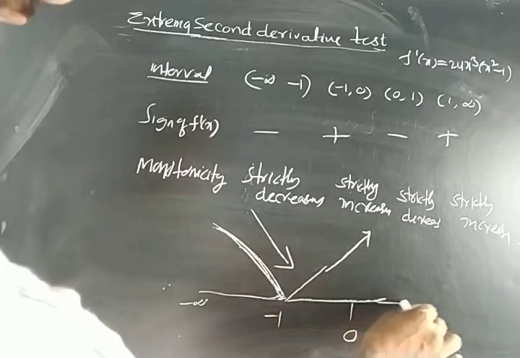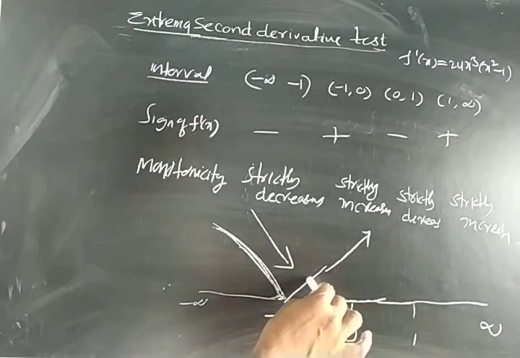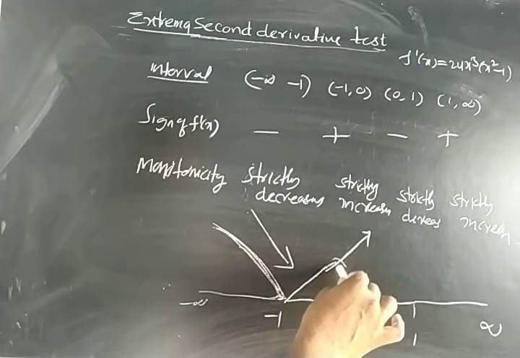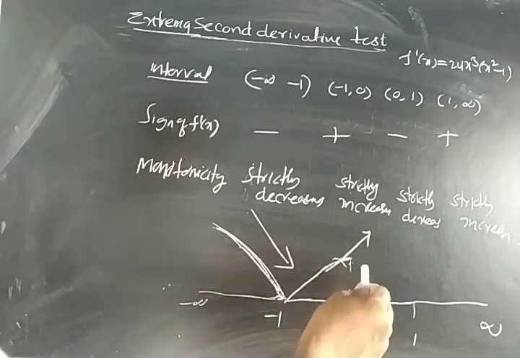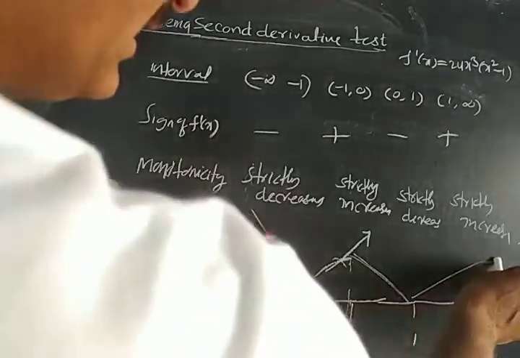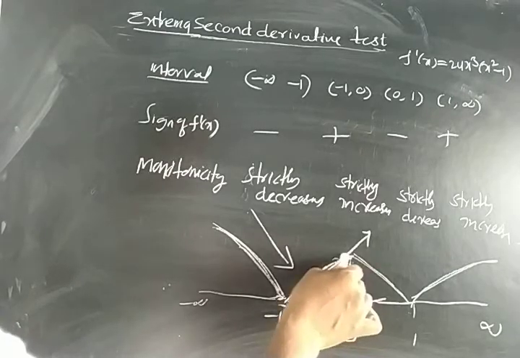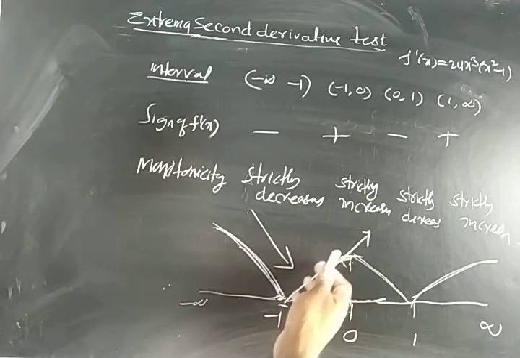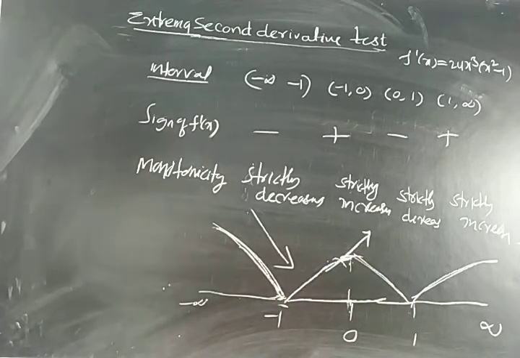This is 0, this is 1, and this is plus infinity. From -1 to 0 increasing means at 0 it attains a maximum value. From 0 to 1 decreasing, and 1 to infinity again increasing. So at 1 minimum value, at minus 1 minimum value, at 0 it attains a maximum value. Why? Because it changes from plus to minus. By the first derivative test, f of x has a maximum value.